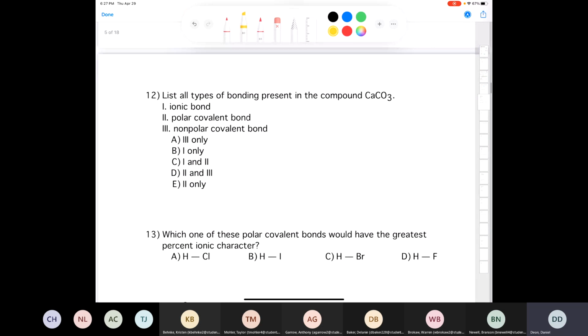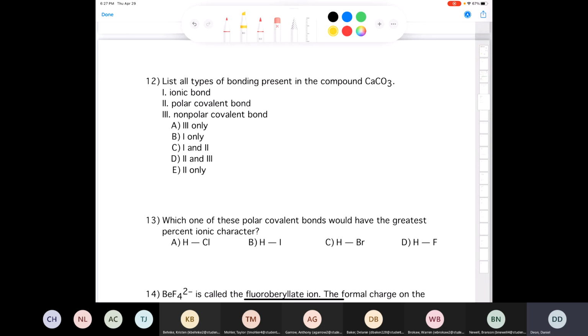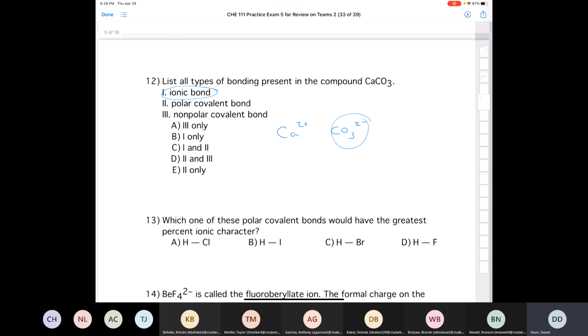Question 12. List all types of bonding present in calcium carbonate. What does calcium carbonate look like? We've got the calcium 2+ ion, and we've got the carbonate 2- polyatomic ion. Well, there's nothing else I can say about the calcium, but we can see that we have an ionic bond between the metal and the polyatomic ion, which is made from nonmetals.